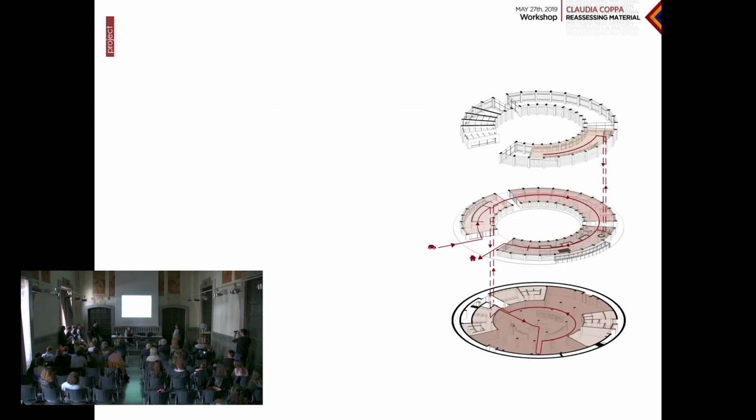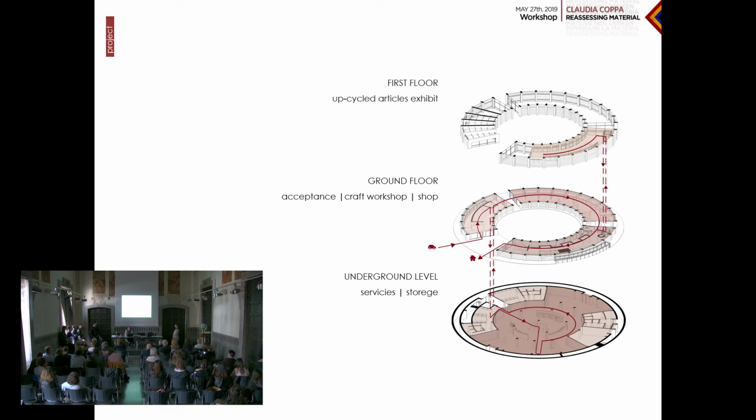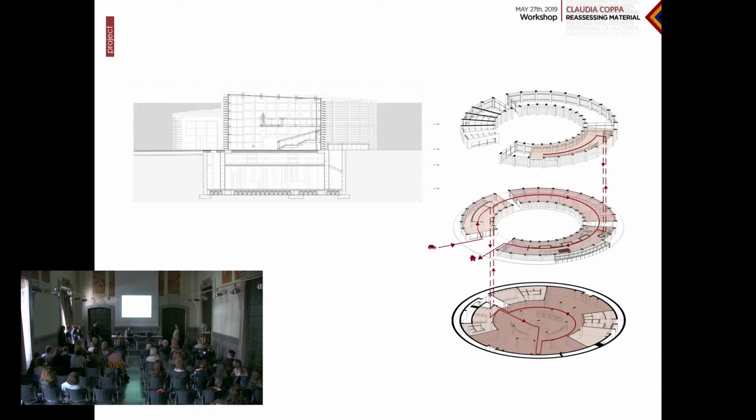The building is developed on 3 levels. On the ground floor, there is the entrance with the desk and the temporary storage. Next, the craft workshop, and after, the shop with a coffee bar. At the lower level, there are the services and the permanent storage. On the first floor, which covers just a part of the 3rd volume, creating a double-height space, there is the exhibit of the upcycled articles. You can see this division in the section and the shifting movement of the building in the elevation, which symbolizes the growth of the value of the product.